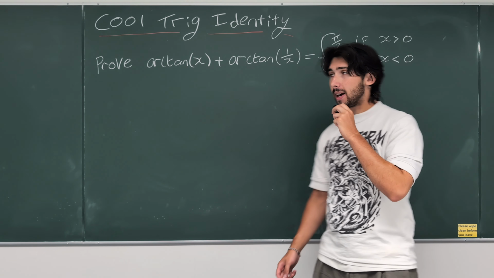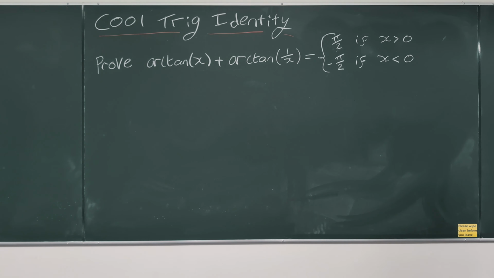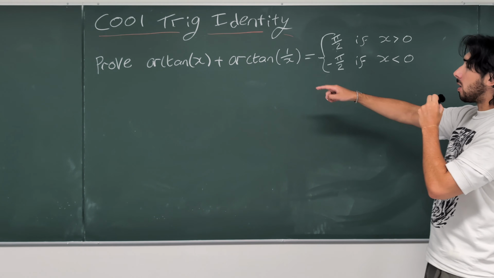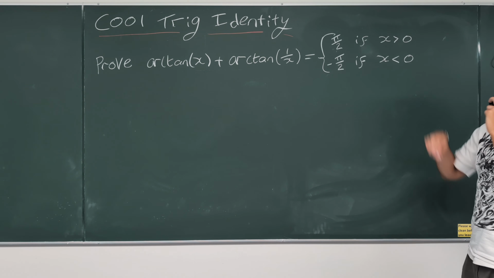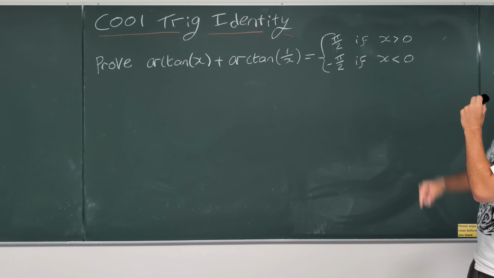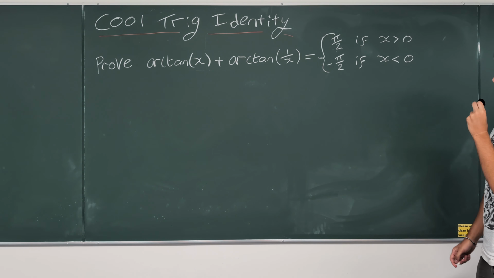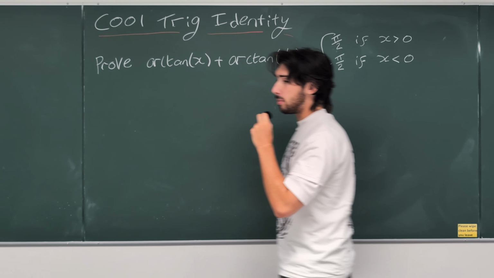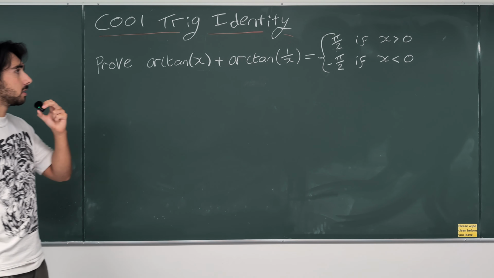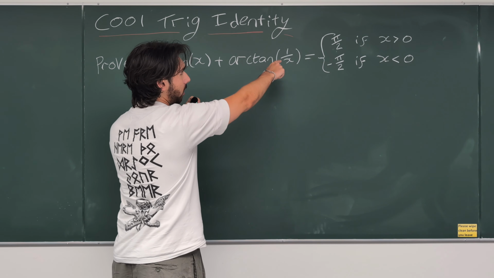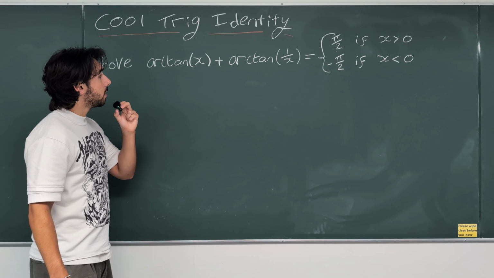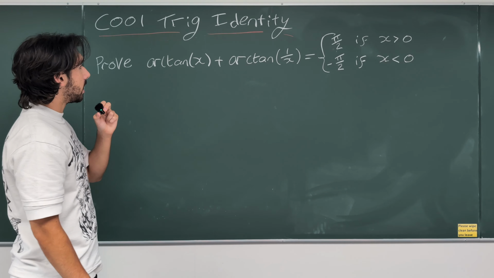In this video we're looking at, in my opinion, a very cool trig identity. We want to prove that arctan x plus arctan 1 over x is given by this piecewise definition: pi over 2 if x is a positive number and minus pi over 2 if x is a negative number. It's going to be undefined if x is 0 because we've got 1 over x there, 1 over 0. Can't do 1 over 0, definitely can't do arctan of 1 over 0, so this is its definition.